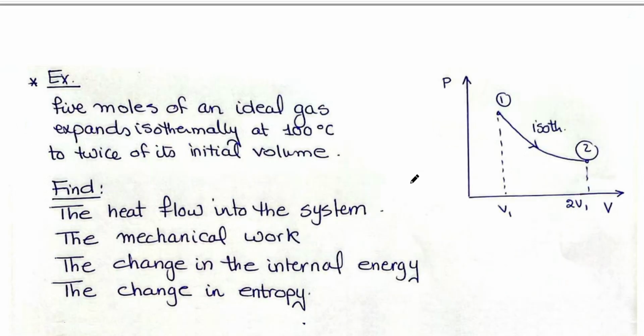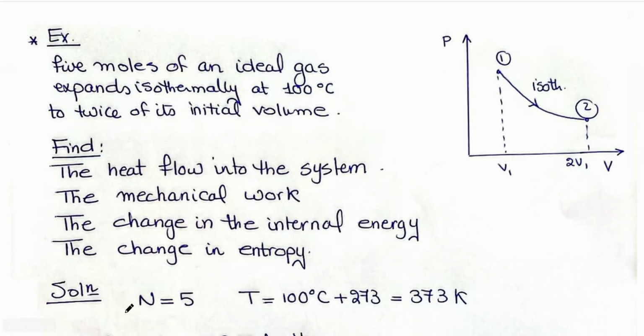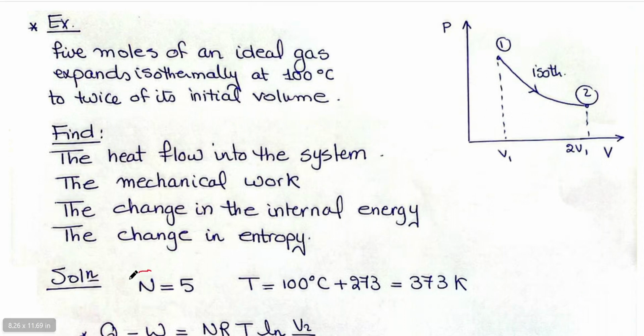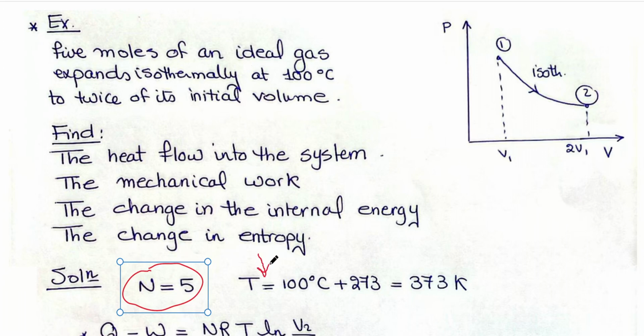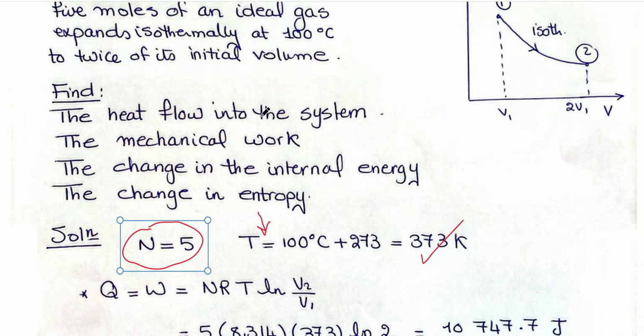This example is an isothermal example, 5 moles, N equals 5, of an ideal gas expands isothermally at 100 degrees. So the temperature of the process is 100 degrees. I can convert it into Kelvin, and this is constant all over the process, to twice of its initial volume. So if it starts with V1, it will end with 2 V1, double V1. It's required to find the heat, the work, the change in internal energy, and the change in entropy.